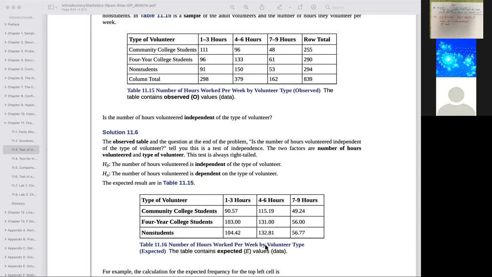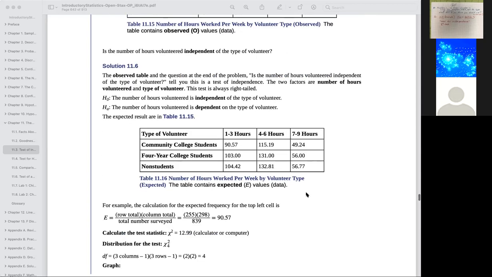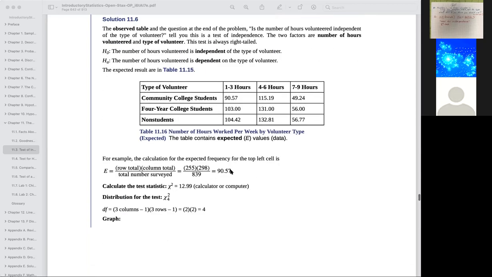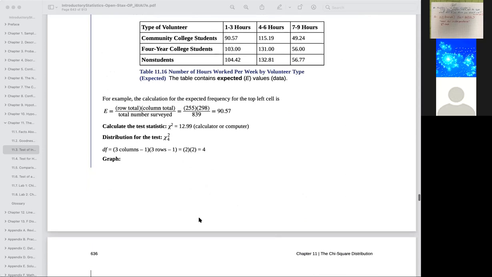So let's see what they end up with here. They put this in the calculator. They tell you how they calculated each one of these numbers. They say they're using a chi-squared test with 4 degrees of freedom. That comes from 3 minus 1 times 3 minus 1. Categories both ways. 2 times 2 is 4. And the chi-squared test statistic they produce by comparing the whole tables is 12.99.